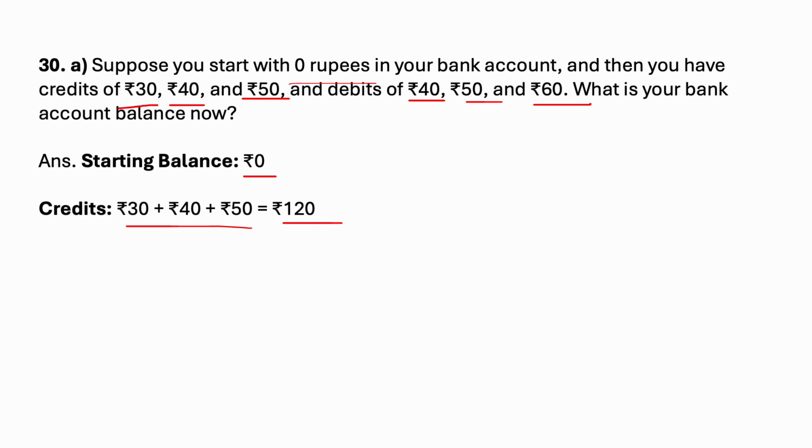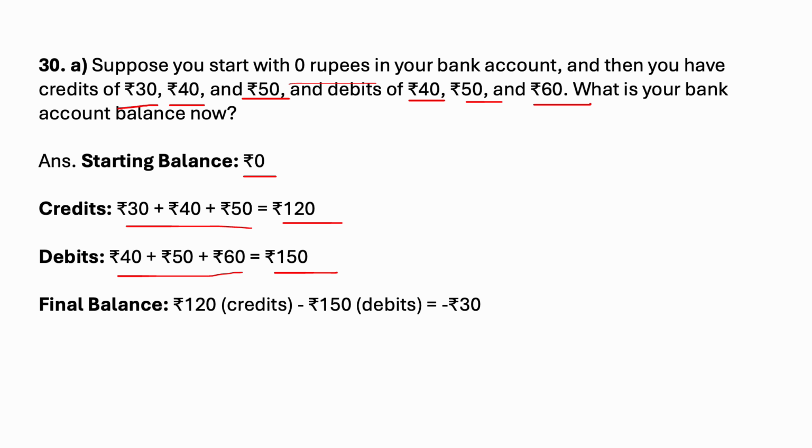So 120. Then you have debits of 40, 50 and 60. So debits 40 plus 50 plus 60, that is 150. So credits total 120, debits total 150. So what is your account balance now? Final balance is 120 credits minus 150 debits, that is minus 30. So answer is minus 30. Your account balance is negative.